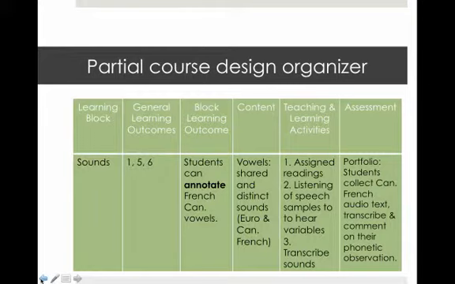After I laid out the general learning outcomes, I quickly realized that I needed more specific learning outcomes addressing my learning block. As they learned about the vowel system in Canadian French and heard language samples, my students needed to transcribe vowels not only as a theoretical construct, but how they were actually pronounced. Therefore, the outcome they needed to achieve was in fact annotating French-Canadian vowels. The teaching and learning activities related to this outcome, as well as the portfolio assignment, are listed in the last two columns.